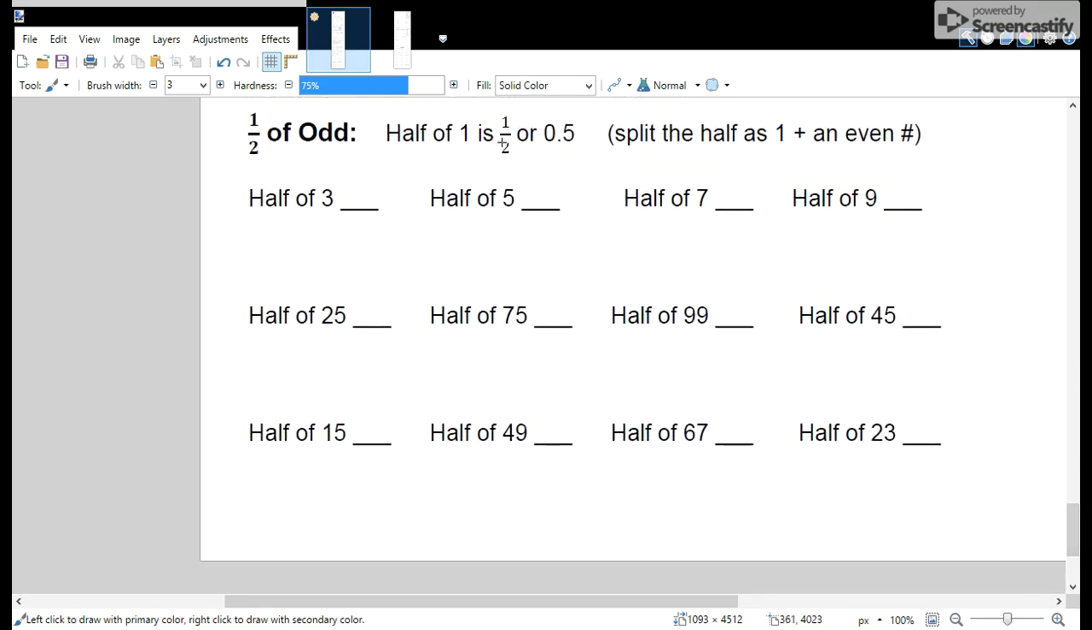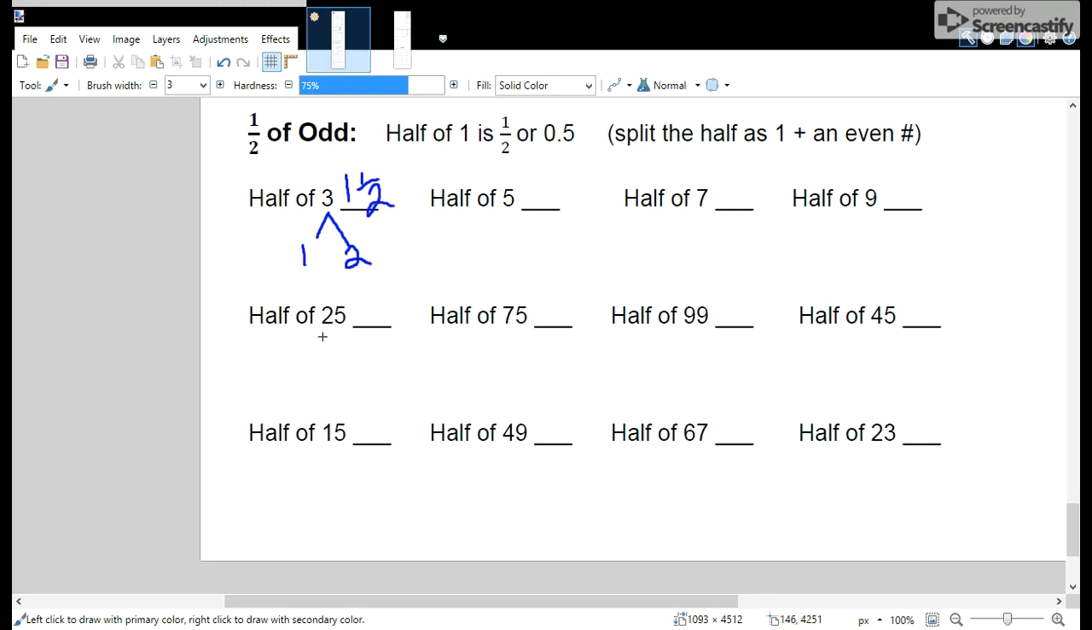Half of 1 is 1/2, also known as 0.5. Here's a way you can do these. Half of 3, you can split it up as half of 1 and half of 2. You split the half as 1 plus 1 less than this number, which will be even. Half of 1 is 1/2. Half of 2 is 1. So half of 3 is 1 and 1/2.